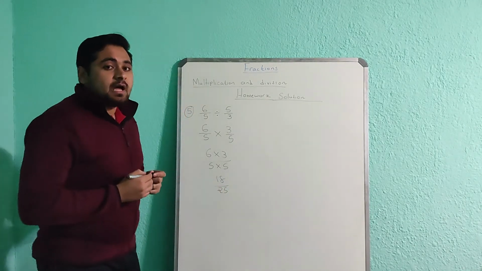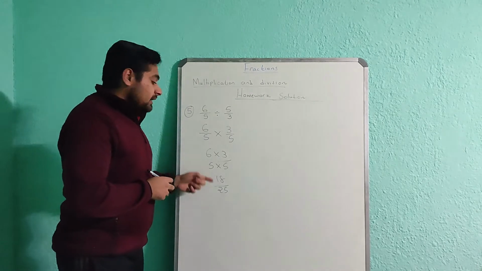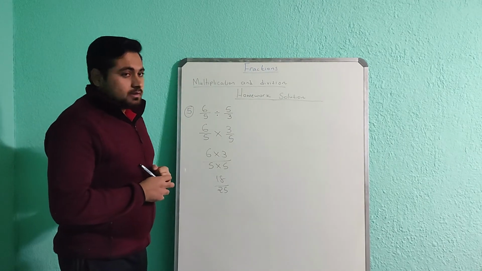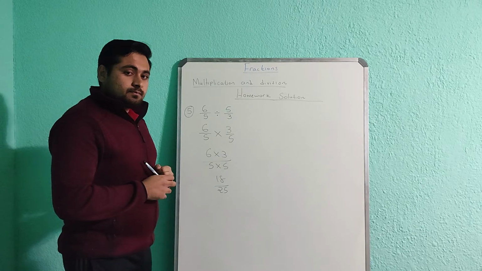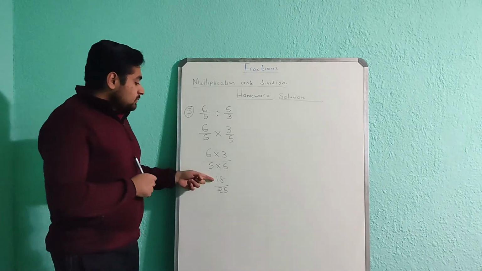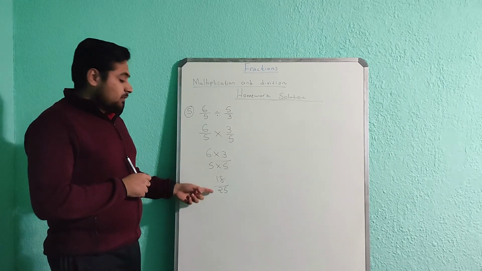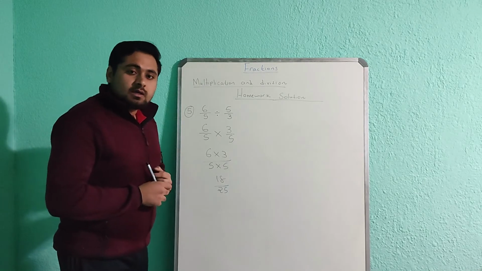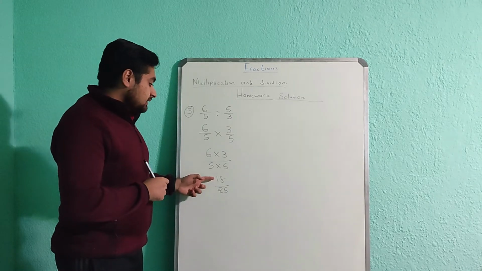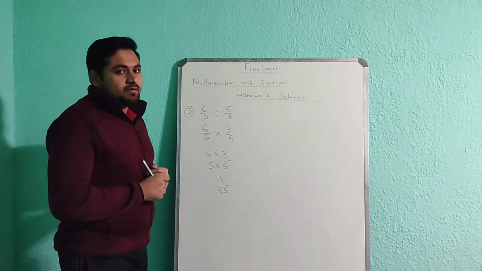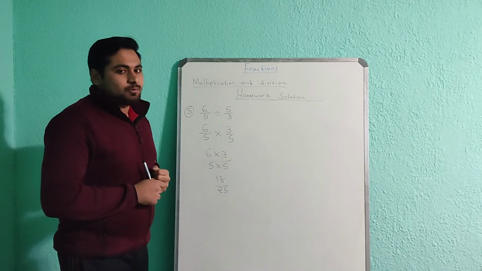Right. Now, can we apply step 4 here? No, right? Why? Because we got an even number on top and we got an odd number in the bottom. So therefore our final answer is 18 over 25. Let's move on to the last question.